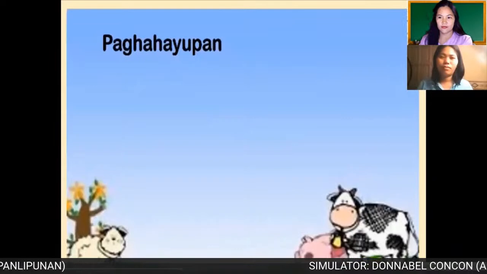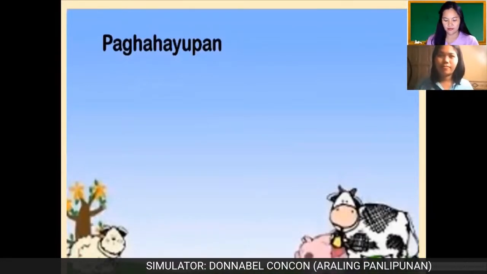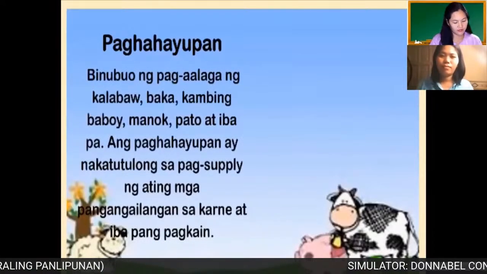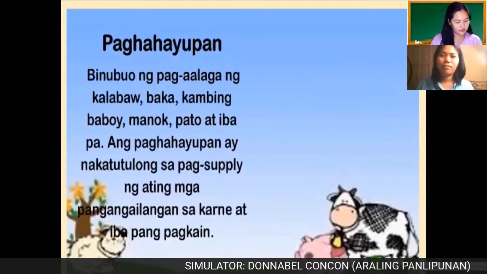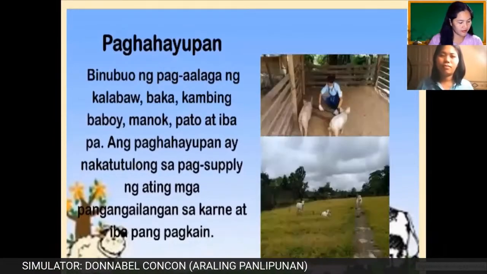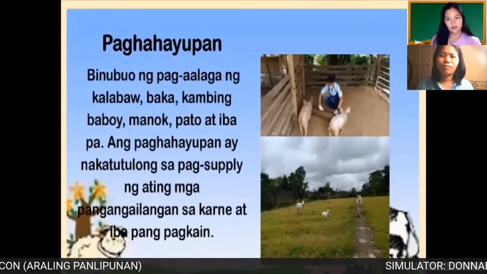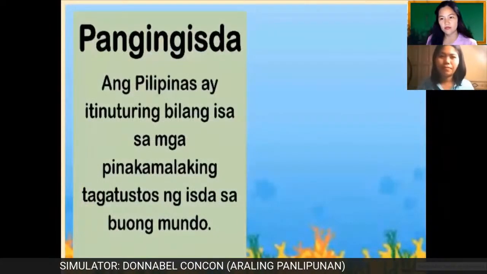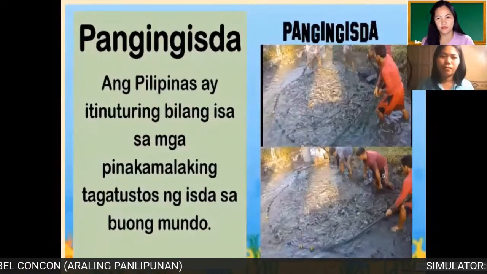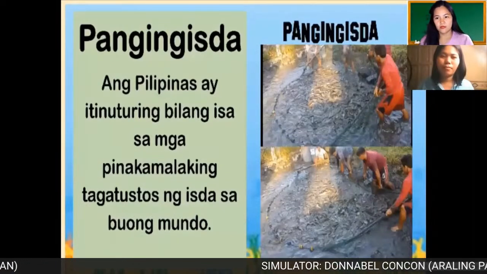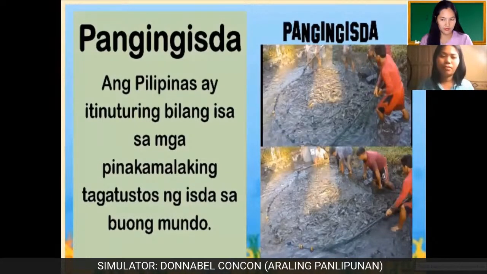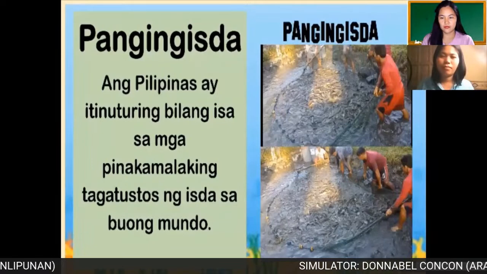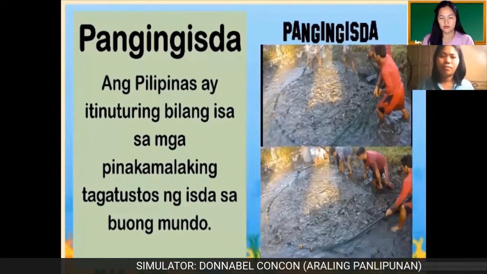Ang isa pang subsektor ng agrikultura ay ang paghahayupan. Binubuo ng pag-aalaga ng kalabaw, baka, kambing, baboy, manok, pato at iba pa. Ang paghahayupan ay nakatutulong sa pag-supply ng ating mga pangangailangan sa karne at iba pang pagkain. Ang isa pang subsektor ng agrikultura ay ang pangingisda. Itinuturing ang Pilipinas bilang isa sa mga pinakamalaking tagatustos ng isda sa buong mundo. Isa sa pinakamalaking daungan ng mga huling isda ay matatagpuan sa ating bansa.